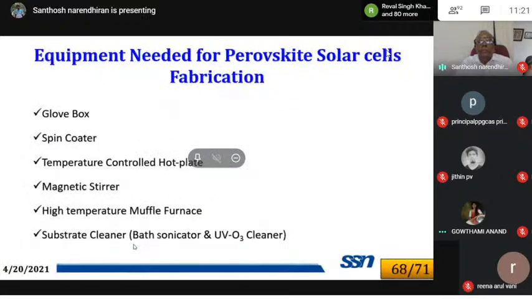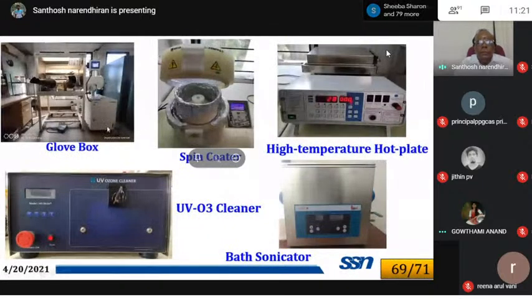So if you want to have a perovskite solar laboratory for the kind of activity in our laboratory, we went in for these facilities: a glove box, a spin coater, temperature controlled hot plate, magnetic stirrer, high temperature muffle furnace, substrate cleaner. And it costs about 40 lakh rupees for these facilities alone. These are the facilities which we have seen already.